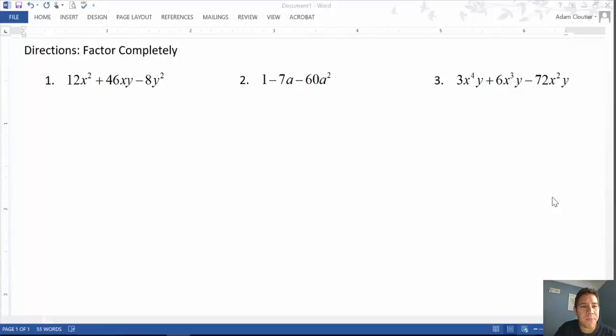Factor completely. Question number 1 is a quadratic expression. The first step to factor a quadratic expression is to always look for a greatest common factor. In this case, it looks like my greatest common factor is 2.